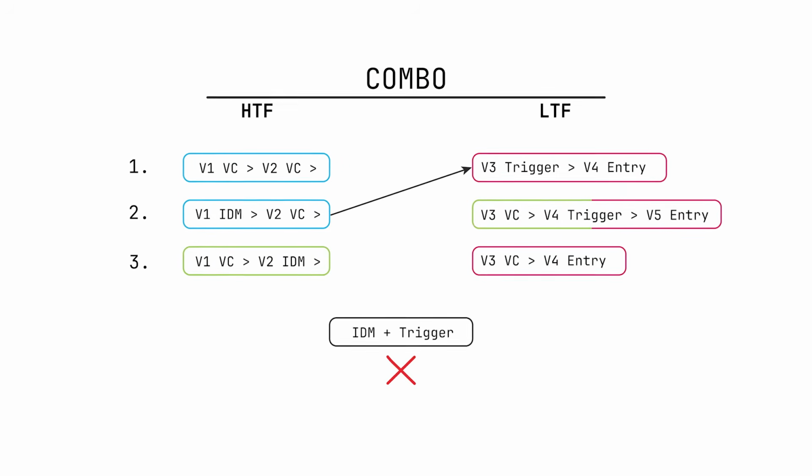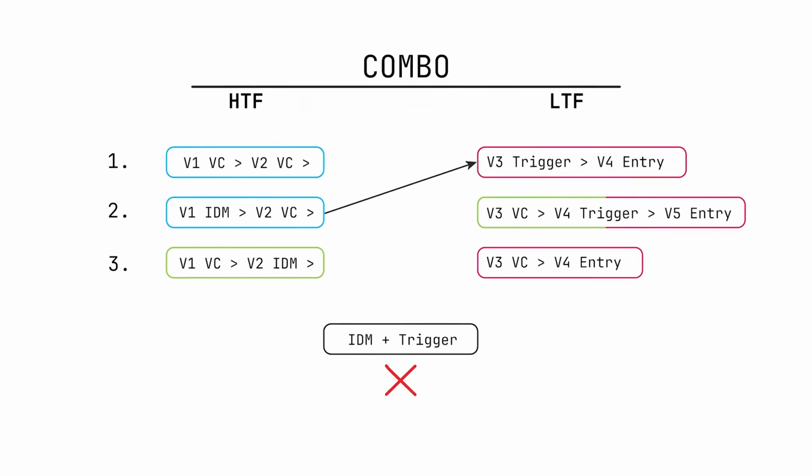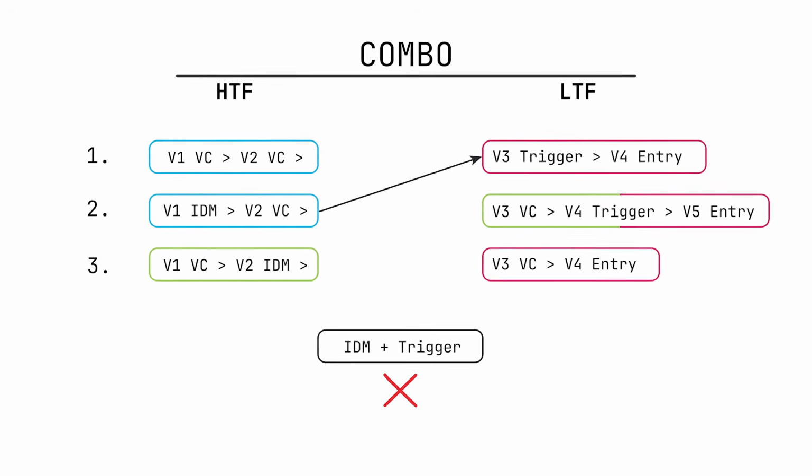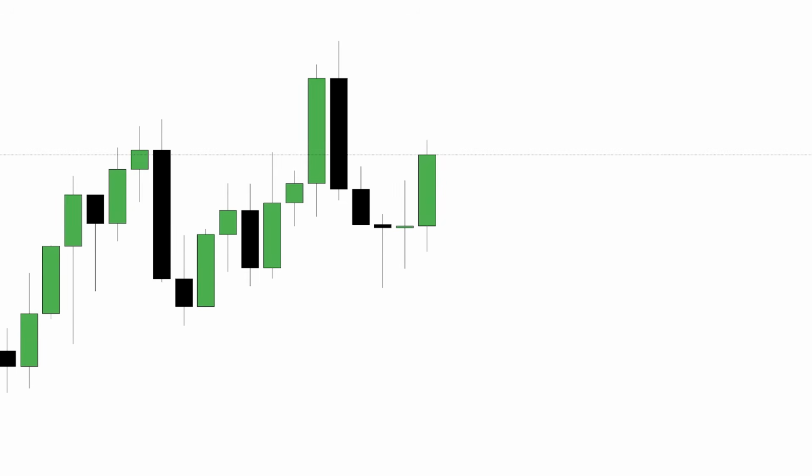In this video, we will analyze a few examples of how to enter positions using the combination HTF2 LTF1. First example. The first logical element we need is V1 inducement greater than V2 volume confirmation. In this situation, a one-day fractal low is formed on the chart, which can potentially be considered as variable 1.